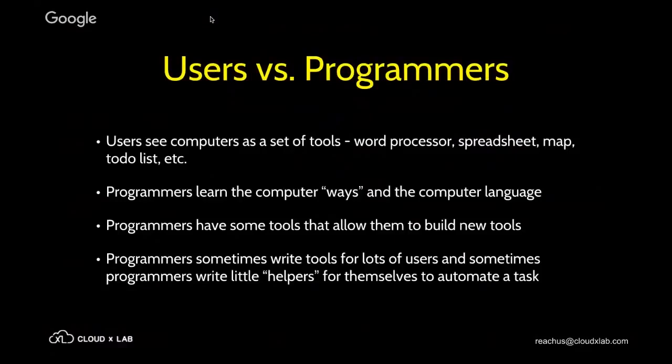Now, users versus programmers is not a big difference, but users see computers as a set of tools like word processors, spreadsheets, maps, to-do lists, etc. And the programmers learn the computer's way and the computer's language. So programmers have tools that allow them to build new tools, and programmers sometimes build tools for many users, and sometimes write little scripts for helping themselves or other people to automate some tasks. Some programs could be highly used by many people, some could be used by just you, and that's completely okay. In all possible ways, we are trying to automate and avoid labor in repetition.